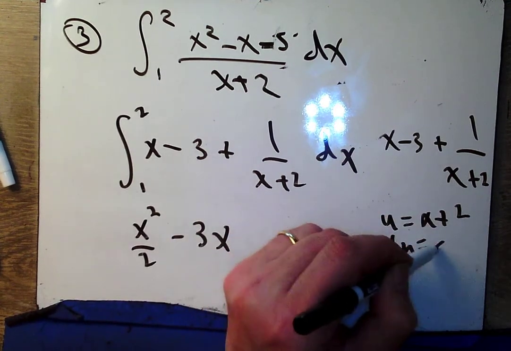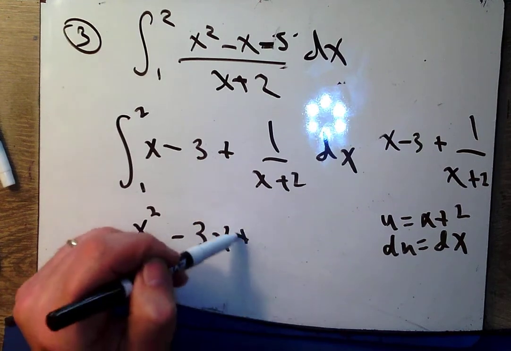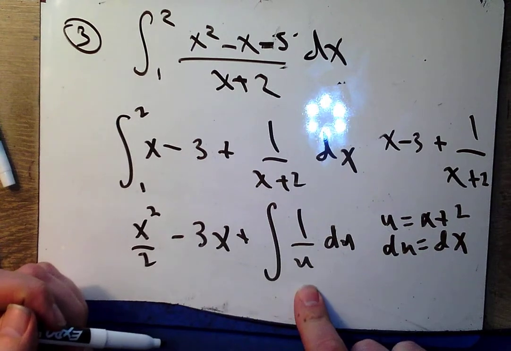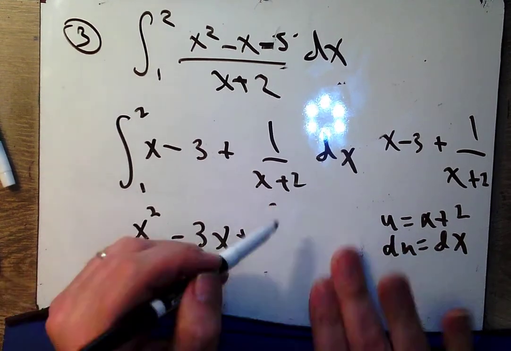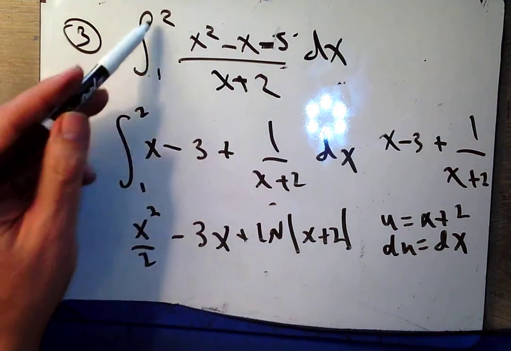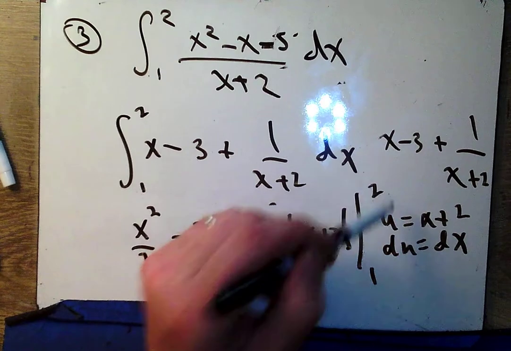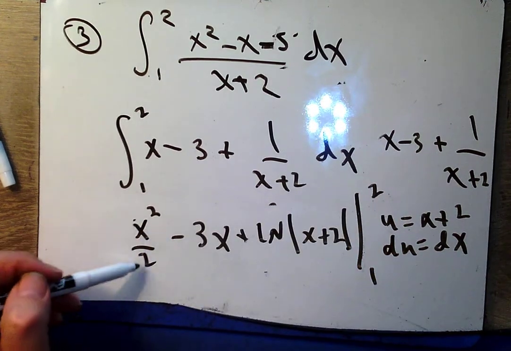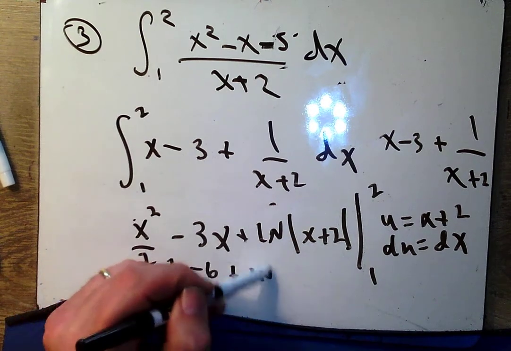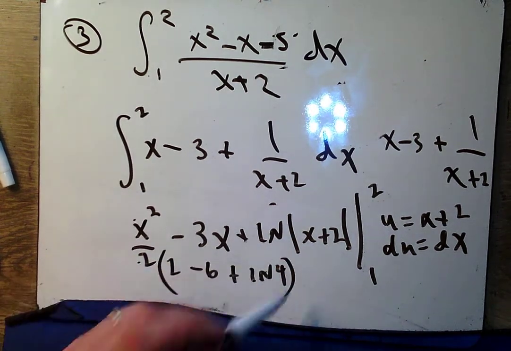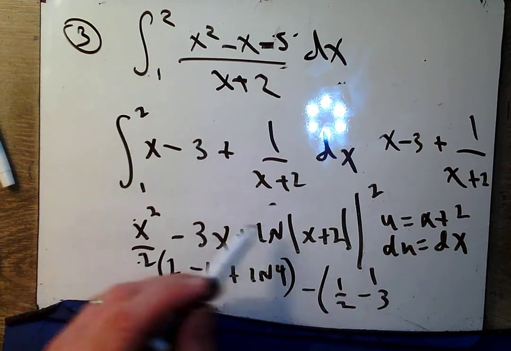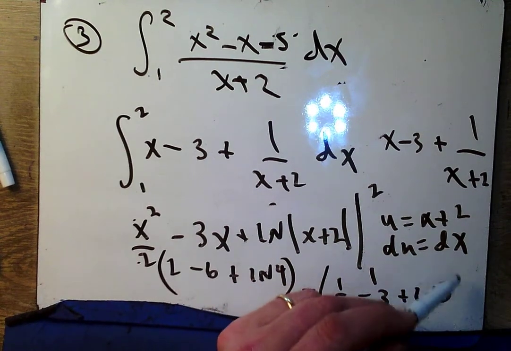So du equals dx. And so that would be the integral of 1 over u du. Well, that's just ln of u. So ln x plus 2. It's a definite integral, so I want to plug in my 1 and my 2. 4 divided by 2 is 2, minus 6 plus ln of 4. And then minus, I plug in a 1, I get 1 half, minus 3 plus ln of 3.